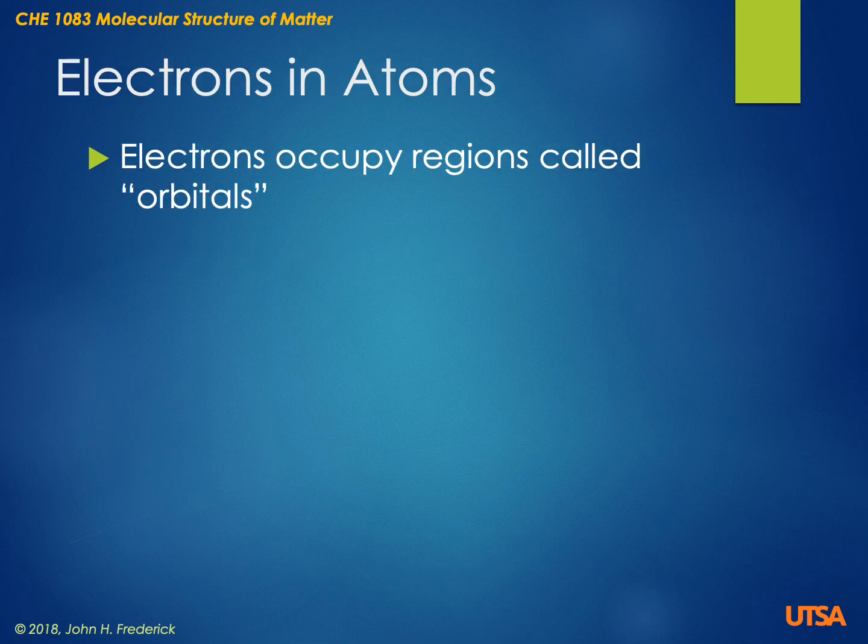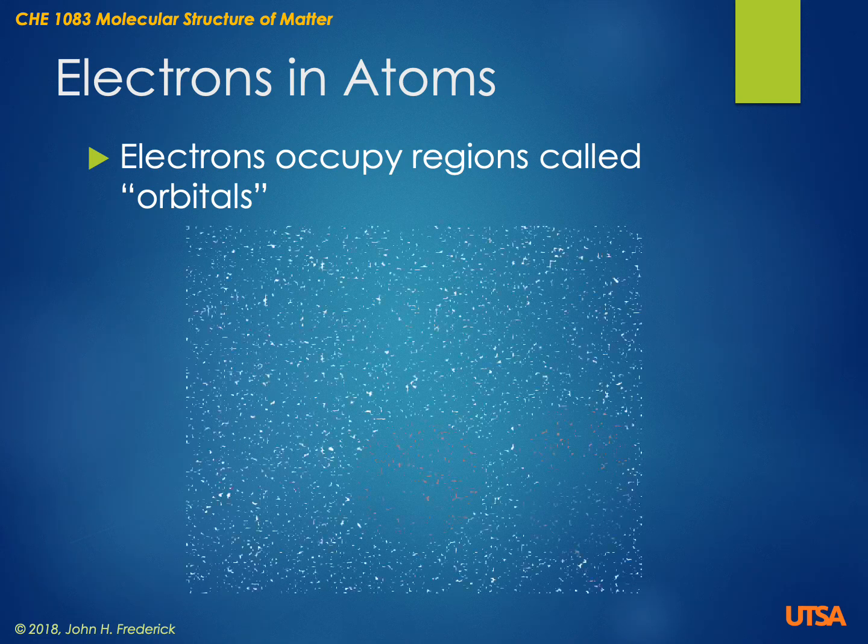So when electrons are in atoms, they occupy these clouds around the nucleus. And we're going to call those clouds a region called orbitals. Okay, so we're used to a planet orbiting around the sun or a satellite orbiting around the Earth. Electrons don't orbit around the nucleus in the same way. Instead, they fill space around that nucleus, and because they don't orbit, we call their space, that region, an orbital.